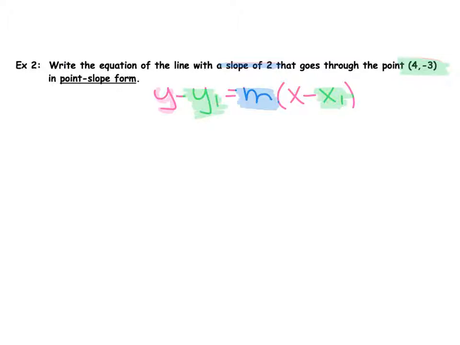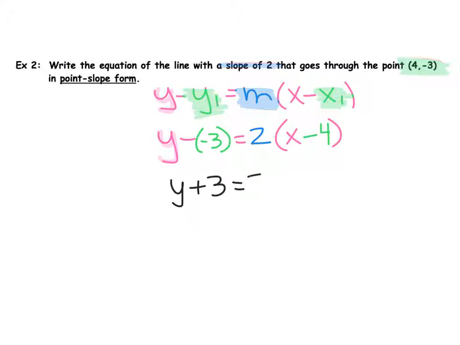So plugging in our known values, we get the equation y minus a -3 is equal to 2 times x minus 4. To simplify this even further, we would get the final equation in point-slope form is y plus 3 is equal to 2 times x minus 4.